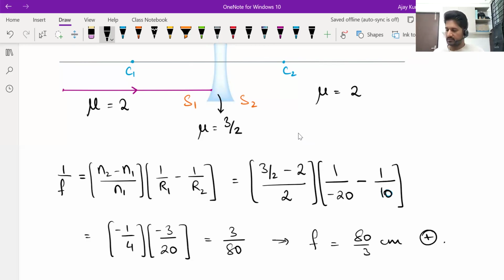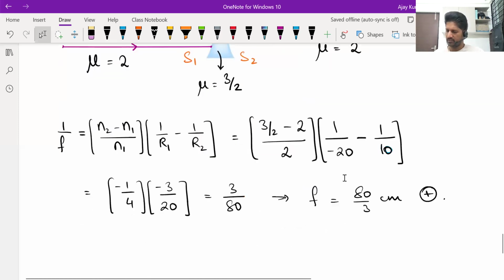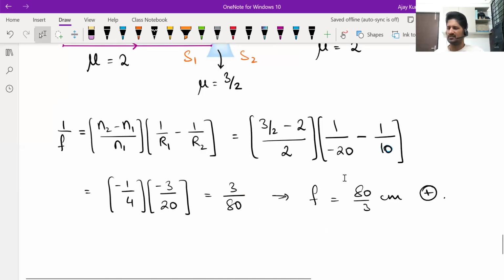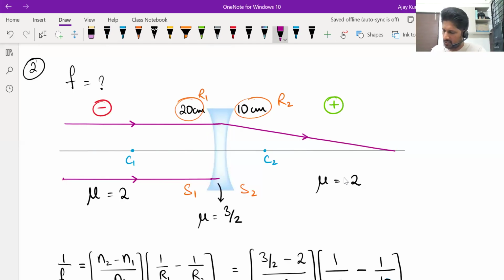What does a positive focal length suggest? Any of you? What does a positive focal length mean? Sir, that the rays meet on the positive side. Okay, it's a converging lens. The rays meet on the positive side. 80 by 3 is 26 point something. Okay. As I said, in case of lenses, we extend the incident ray up to the middle of the lens. And they converge onto the principal axis and meet at a distance of 80 by 3 centimeters.